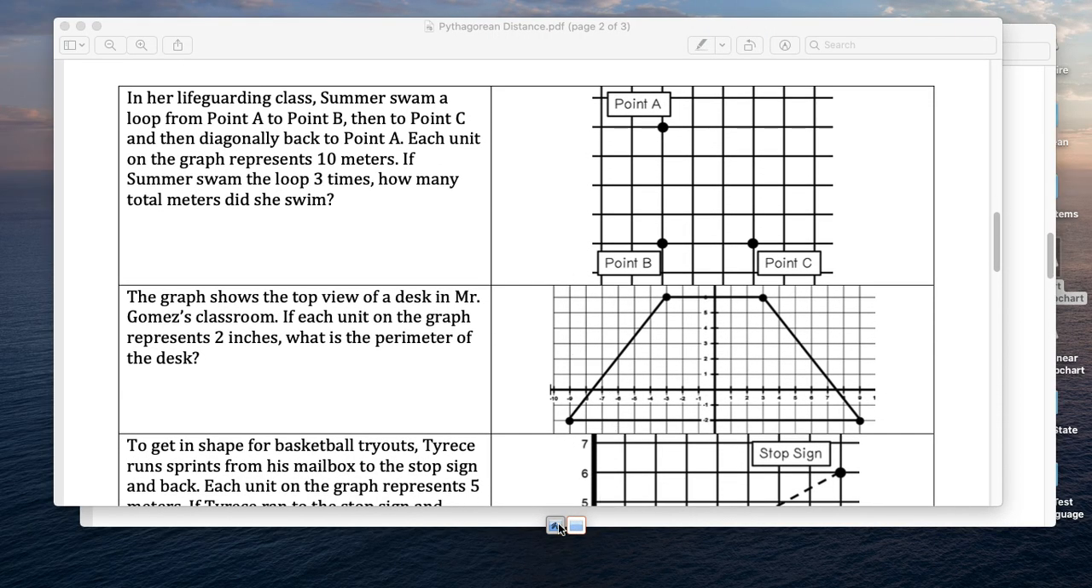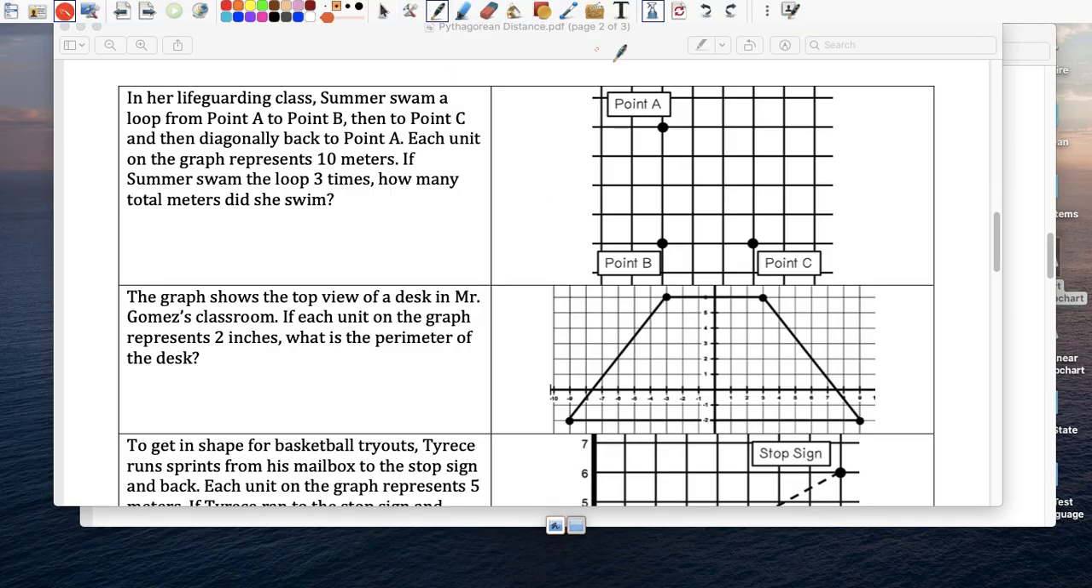Lifeguard. Swim a loop from point A to point B, and then point C, and then diagonally back to point A. Each unit in the graph represents 10 meters. So he made a loop, so he's swimming this, then he's going like this, and then he's going back to point A. And he keeps repeating that.